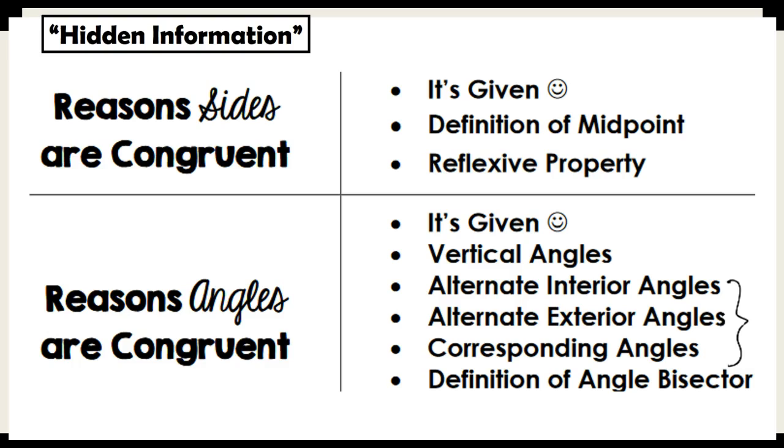You could also have an angle bisector. Or also up here on the sides, you could have a segment bisector. Remember, the word bisect means to cut, sect means to cut, and bi means into two, to cut into two equal parts. So remember this as hidden information. We'll look at it again in a little bit.